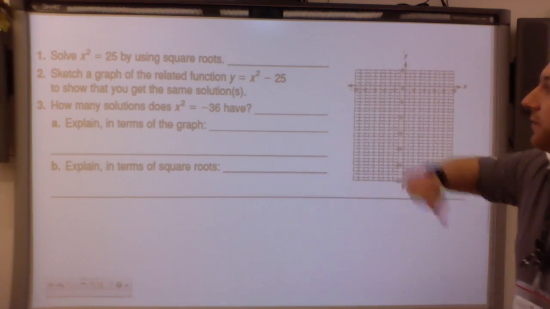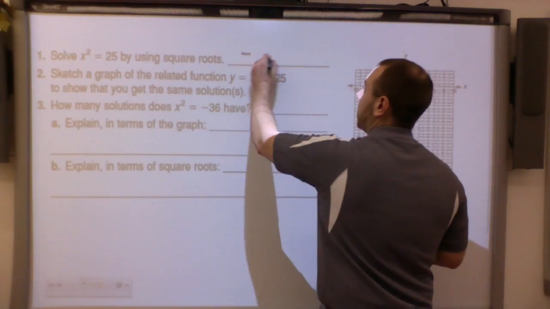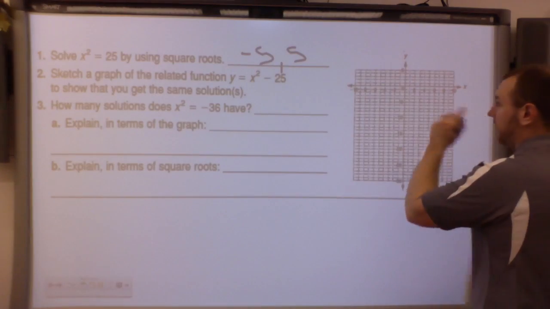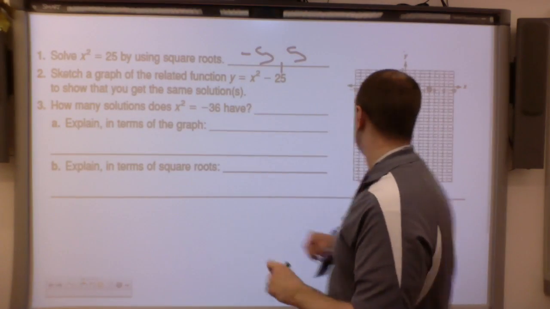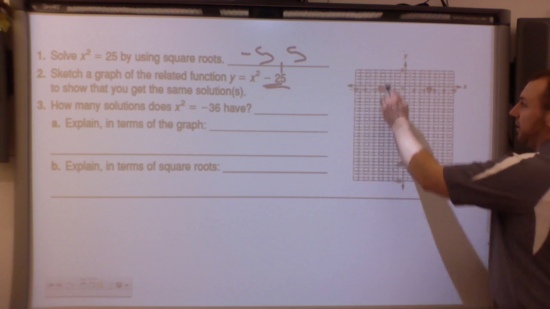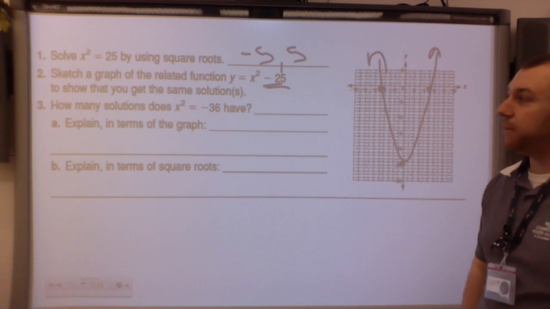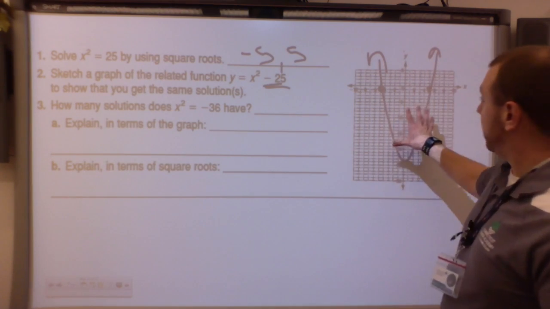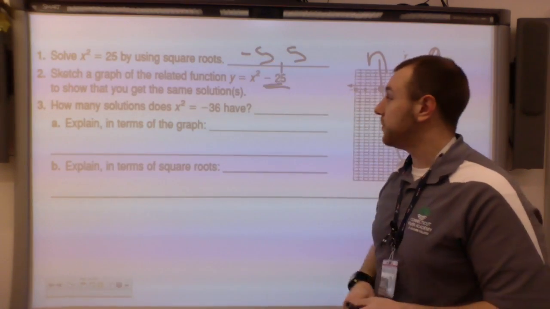And we can solve this using the same thing. So we're going to get negative 5 and 5. It's going to be here and here. And then we can sketch the graph. This is my k value. That's down 25. It's like this. All right. So that is this function graphed and solved using square roots.